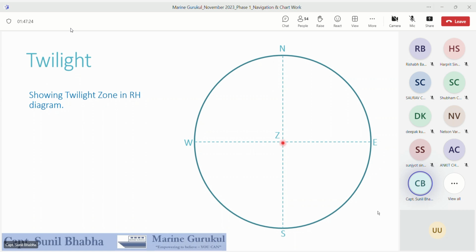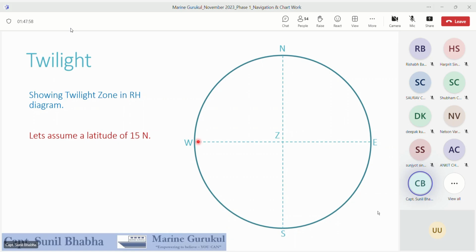We have the NSEW points, we have the zenith in the center. Now we are aware that this rational horizon diagram represents the zone from the zenith, which is at 90-degree altitude, to our rational horizon, which represents 0-degree altitude. So all the points within this rational horizon circle represent the altitude from 0 degrees to 90 degrees. Now when we want to show the twilight zone in this diagram, we need to show an altitude of 0 up to minus 18.